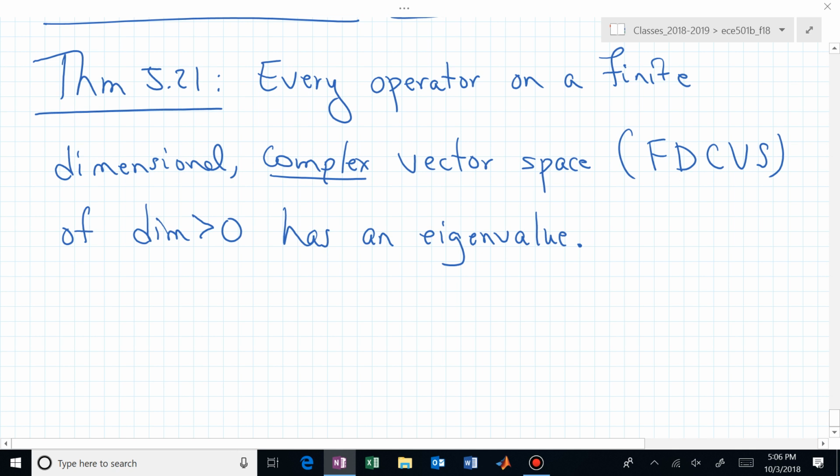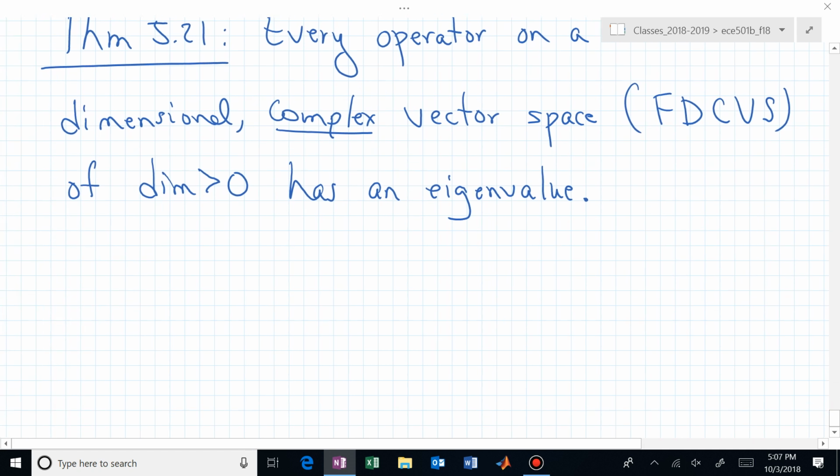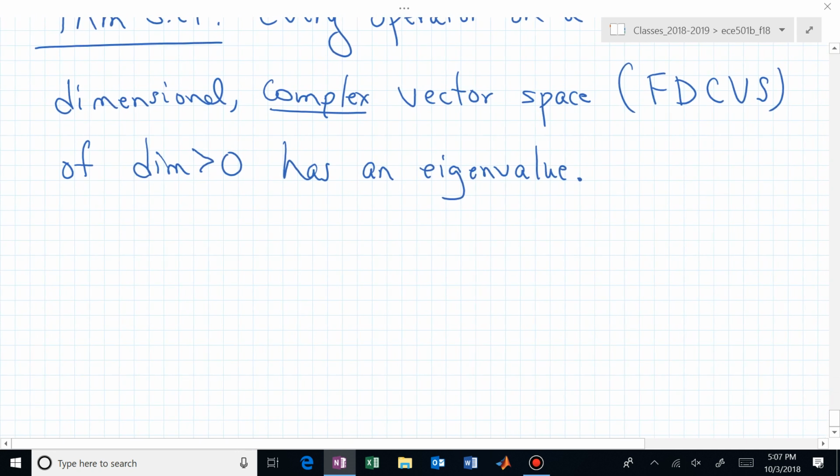All right, let's talk about the proof of this. So this is saying that every operator on a finite dimensional complex vector space has an eigenvalue. An eigenvalue exists. We know that's not true if it was in the real vector space. We looked at that at the beginning of this class. We had a linear operator operating on R2, a rotation, and that didn't have an eigenvalue. On a complex vector space, we do, as long as the dimension is 1 or more.